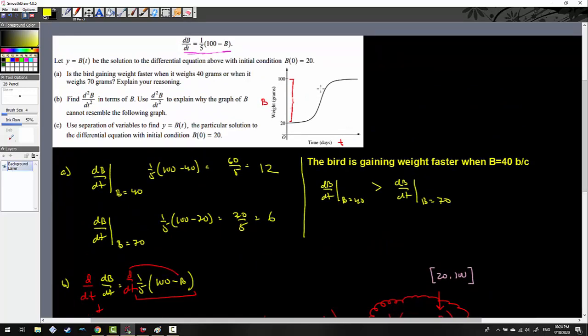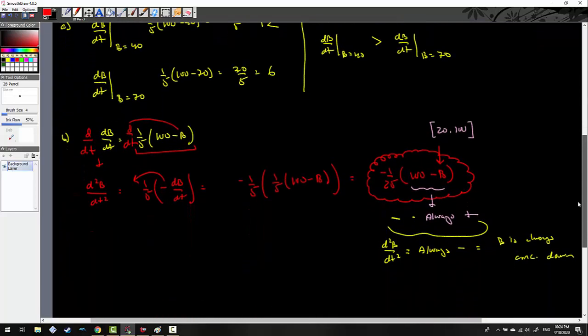Now, if you look at this graph, which is B in terms of T, this graph is not always concave down. Right here, we've got concave up, which is why the B graph that we actually are supposed to be graphing cannot be this. So this is a big bad no. There's no way that our graph could be represented by this S-looking curve. So we just have to put that into words, which we kind of already did.